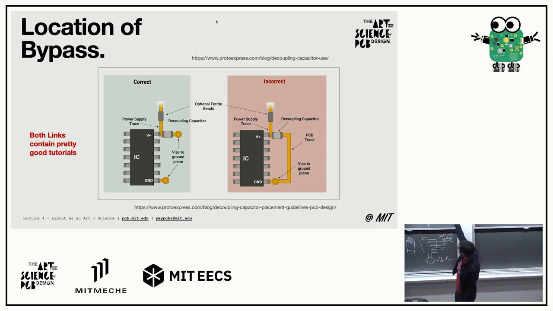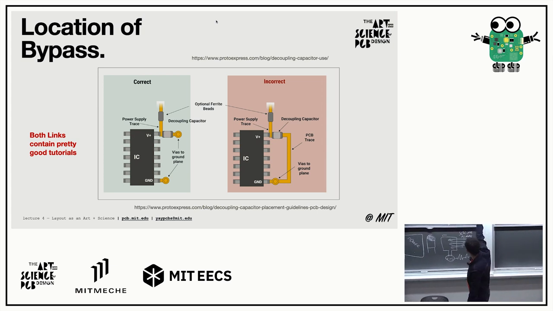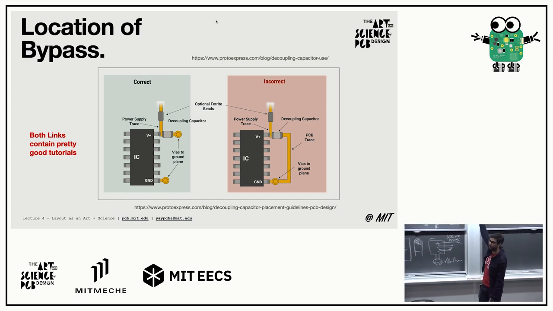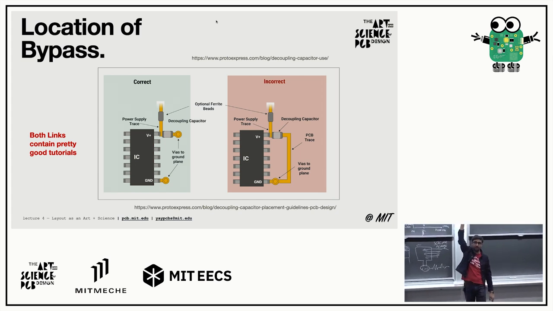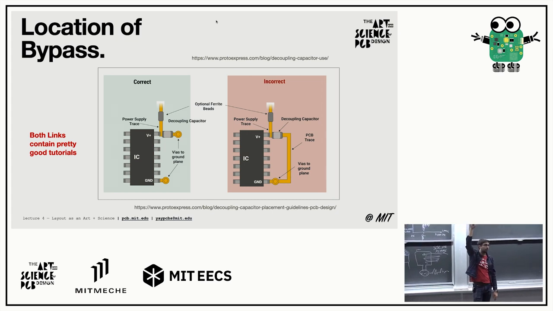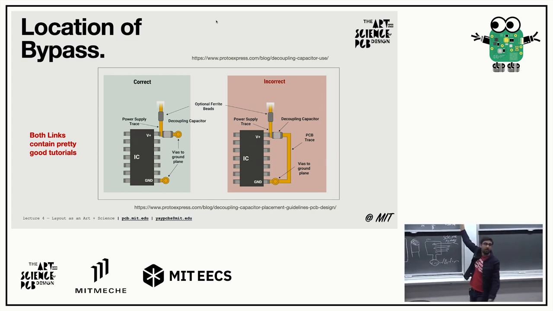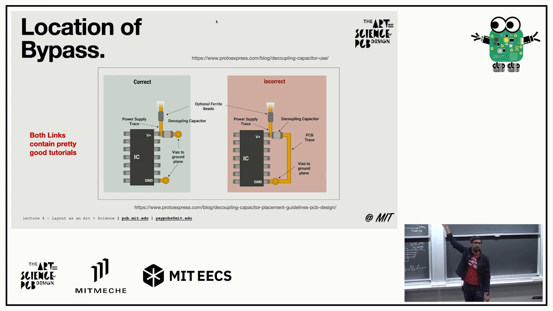You can see this capacitor and this capacitor are basically at the same location with respect to the chip, but this layout is worse than that layout. Can someone tell me why this layout is worse? Exactly. What you've done is you've taken out noise, and then you've added it back in by putting a huge inductance loop into your circuit. That inductor will come and pull even more noise into your system.